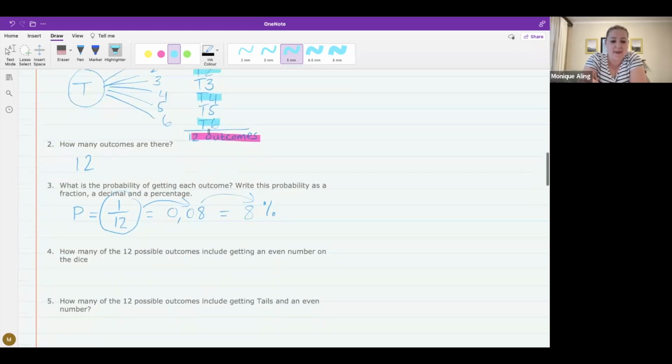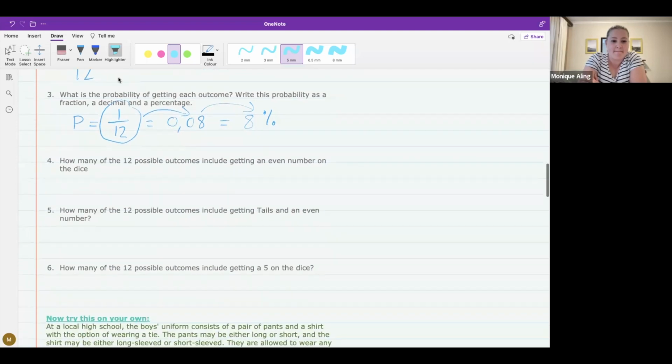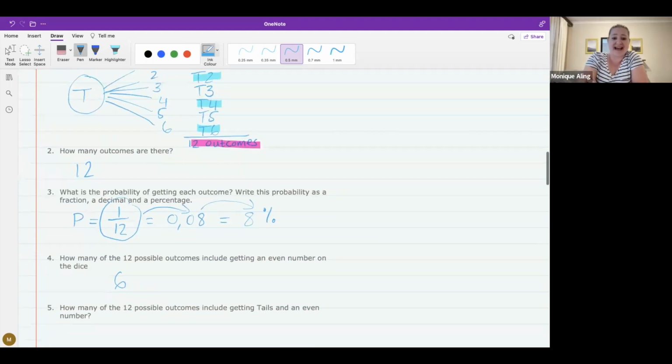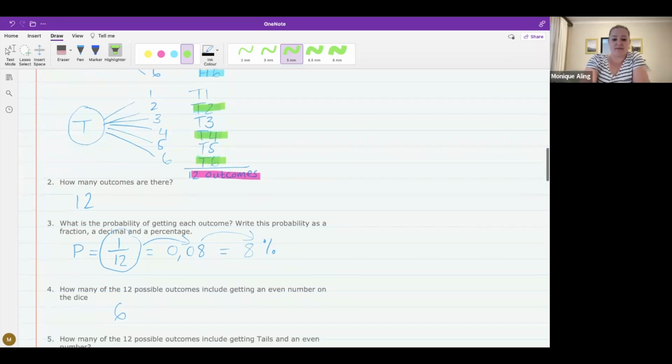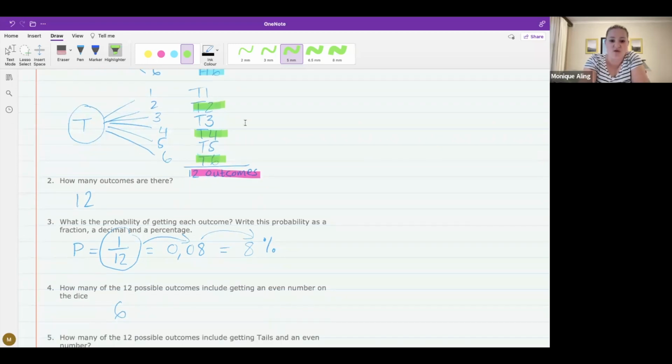Awesome, okay. How many of the 12 possible outcomes include getting tails and an even number? So tails and an even number. So we look to see where we see T in the outcomes, oh sorry, an even number. So that is just these 3, which I see you all got. Well done.